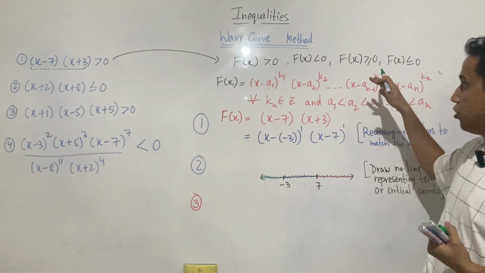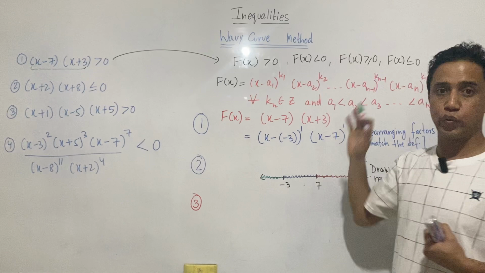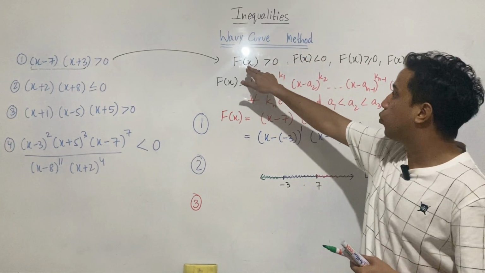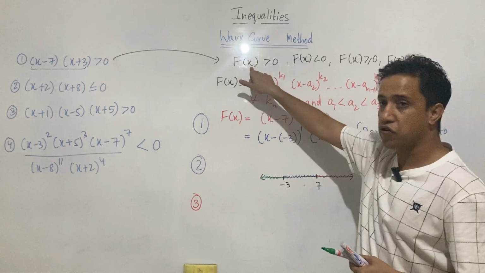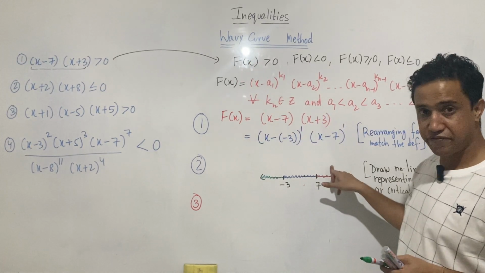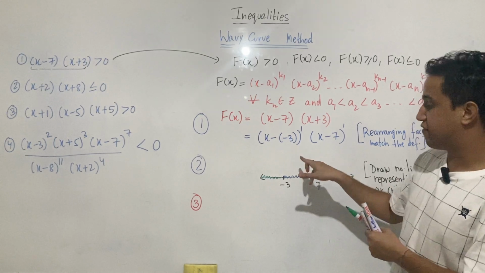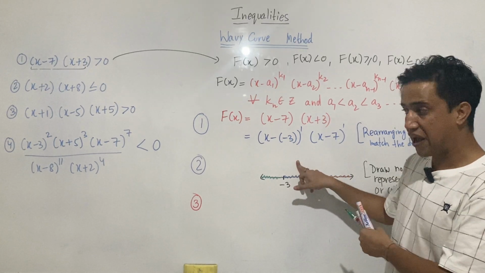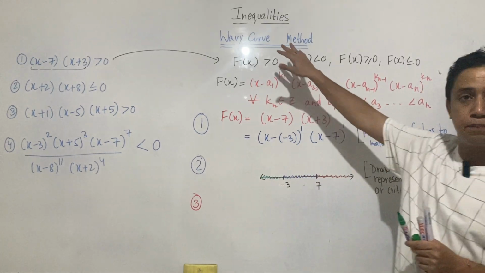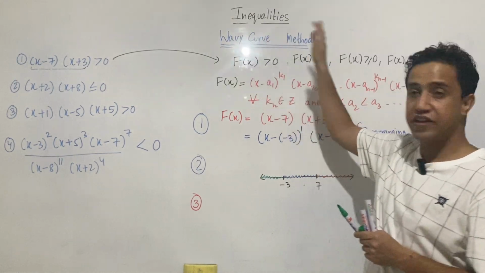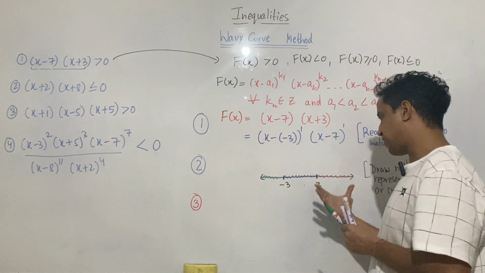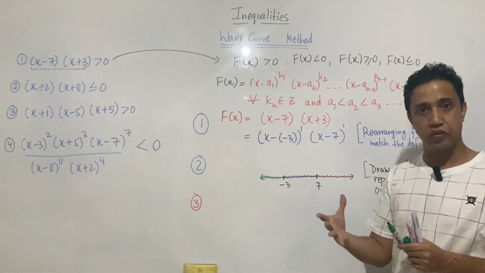Why am I doing all this? What will the wavy curve method do here? Wavy curve method will tell me the nature of f(x) in these intervals. Is f(x) going to be positive here or negative here? Positive here, negative here, and the same here, right? That's the main purpose why we are using the wavy curve method, because it will tell us how f(x) is going to behave in that particular interval.